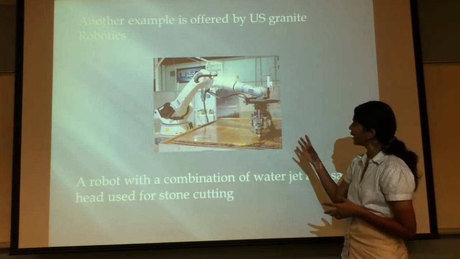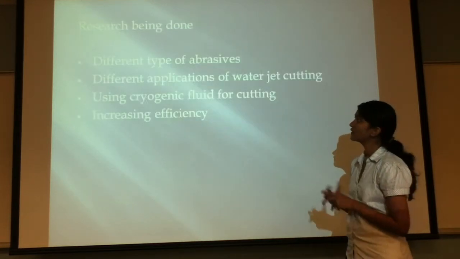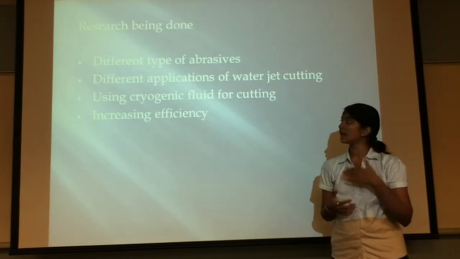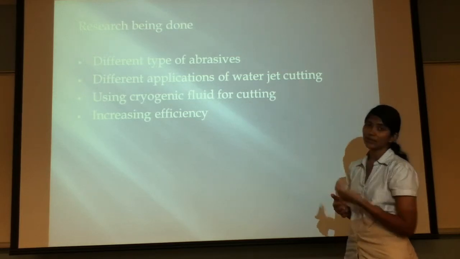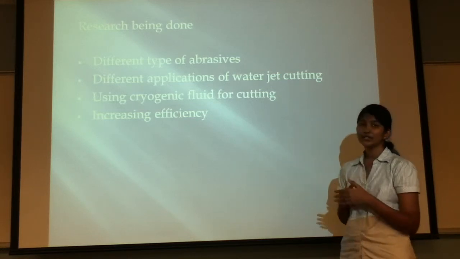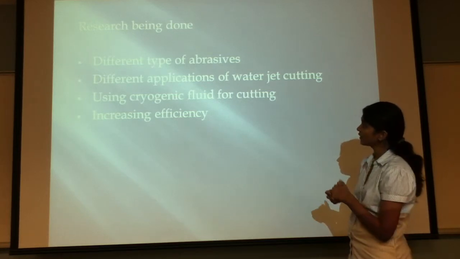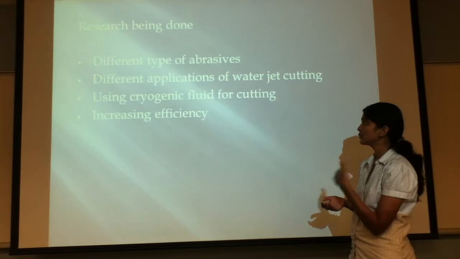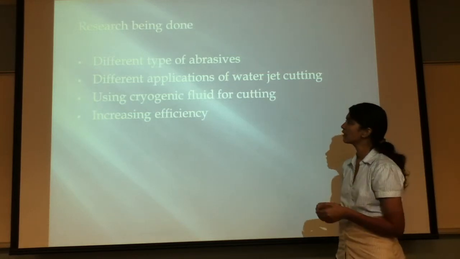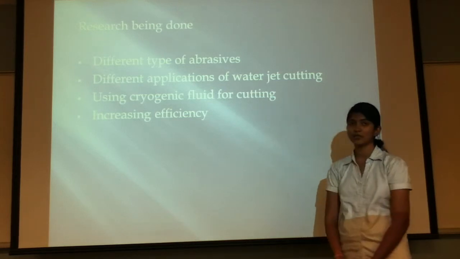It is a 3R robot consisting of 3 revolute joints. Research being done: different types of abrasives are tested for usage in water jet cutting, and the applications of water jet cutting are increasing. Research on usage of cryogenic fluid for cutting is being done, overall increasing the efficiency. The research has been going on.